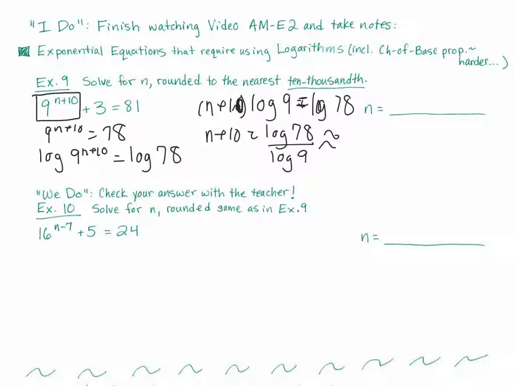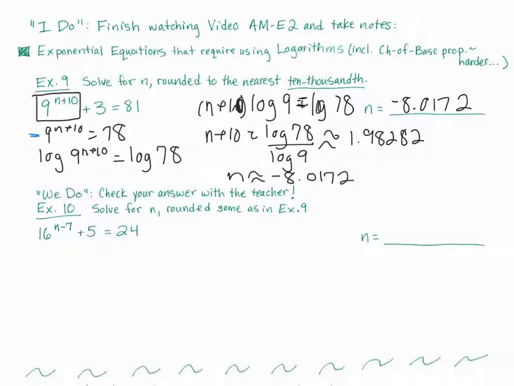So for this one I get approximately 1.98282, go out to 5 places, and then round at the very end here, a quick subtraction, and we're going to get negative 8.0172 for our final answer.